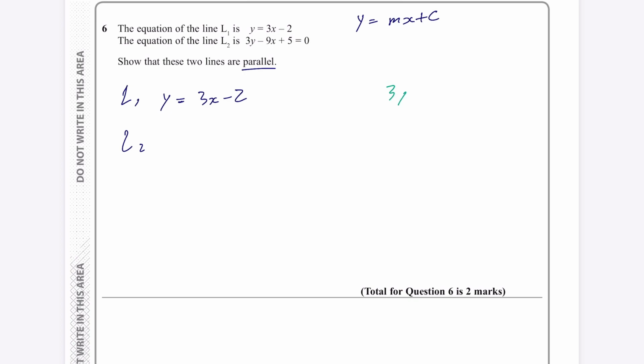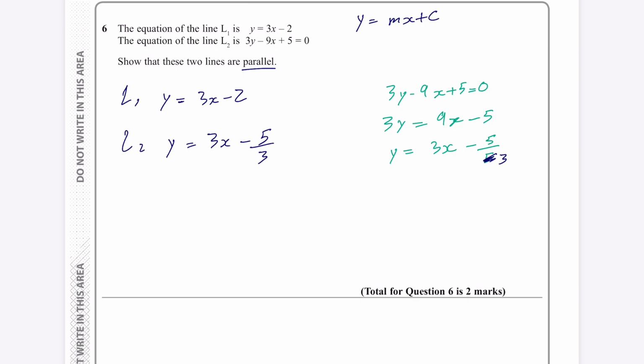So we have 3y minus 9x plus 5 is equal to 0. So that becomes 3y is equal to, we're going to move the 9x over, so it becomes a plus 9x. We're going to move the 5 over, so it becomes negative. Now we can divide each side by 3 to get y on its own, so that'll be y is equal to 9 divided by 3 is 3, and then 5 divided by 3, we can just leave that as a fraction. So now this becomes y is equal to 3x minus 5 over 3. That should say 3x there.